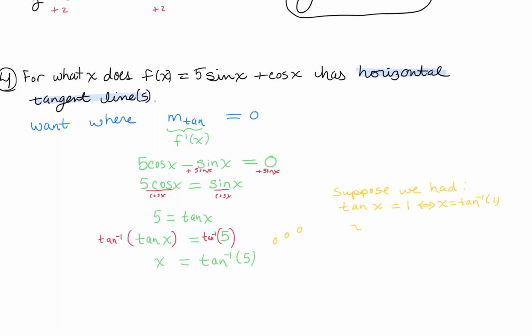Where is tangent equal to 1? Well, there are 2 places where tangent's equal to 1. The first one is in the first quadrant at pi over 4. And then the next one is down in the third quadrant, and that's 5 pi over 4. So those are the 2 places where sine and cosine are equal.